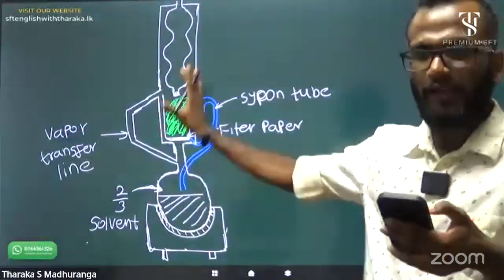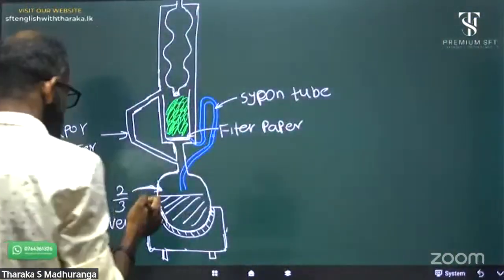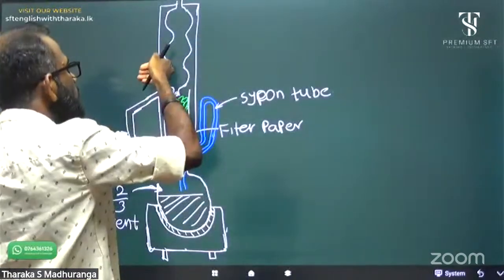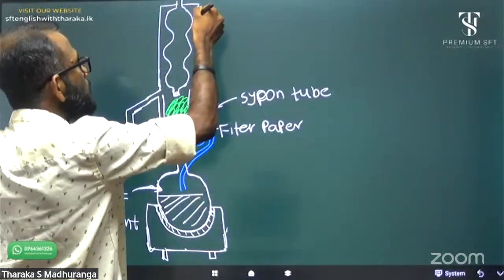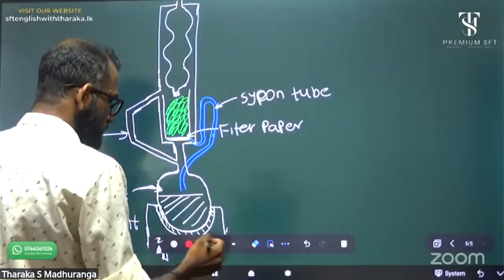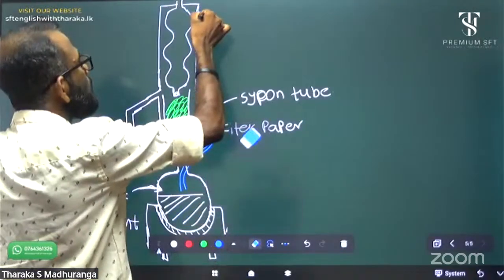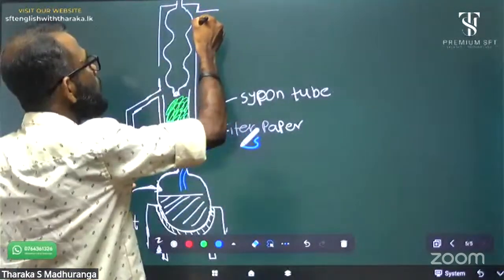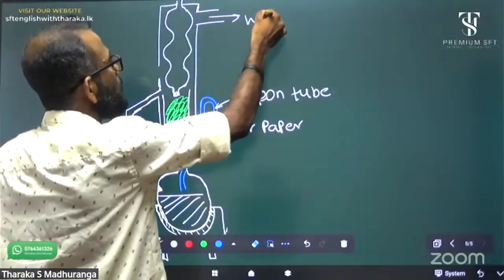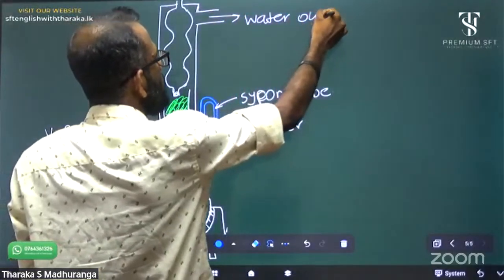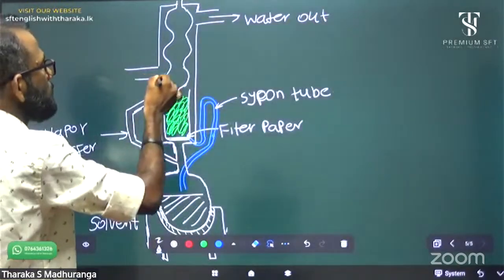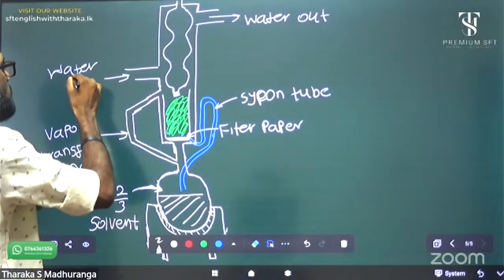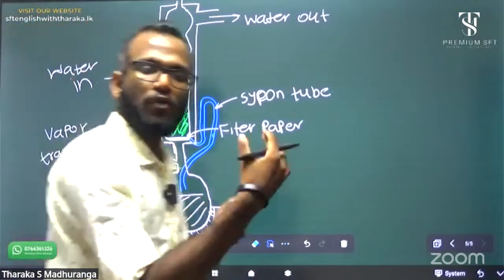The tags must be correct. You draw it like that. And this is a condenser. It has a water inlet and water outlet, or coolant inlet and coolant outlet. This is the cold water out. This is the cool water in. Water in and water out.